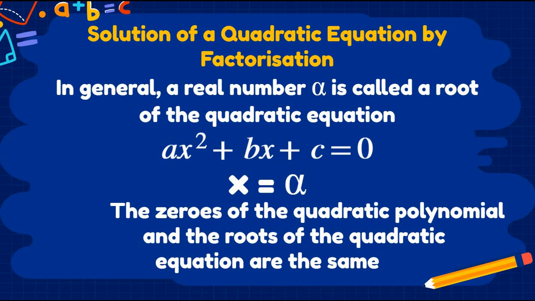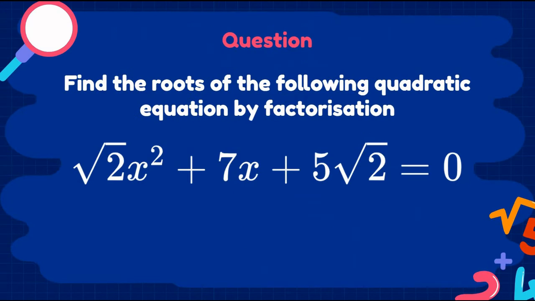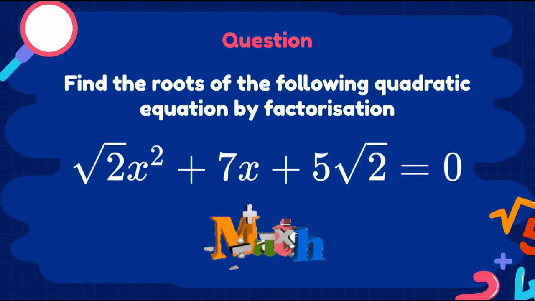To get a better understanding of this topic, solution of a quadratic equation by factorization, let's look at a quick problem. Here, we have to find the roots of the following quadratic equation by factorization. The quadratic equation that we have here is root 2 x square plus 7x plus 5 root 2. What we have to find for this quadratic equation is the roots. Hey, what do you mean by roots? The plant roots? Oh, not really. They're talking about the math roots. Okay, we have to find the math roots of this quadratic equation and not the plant roots.